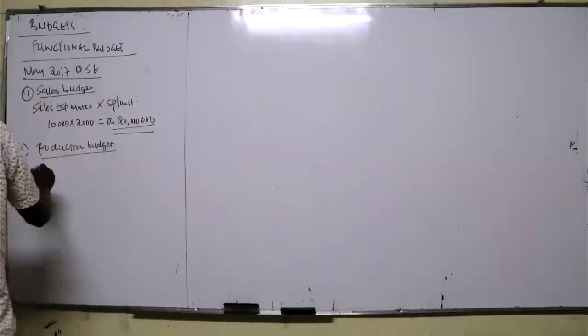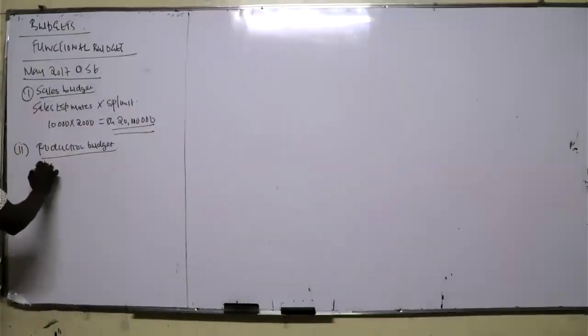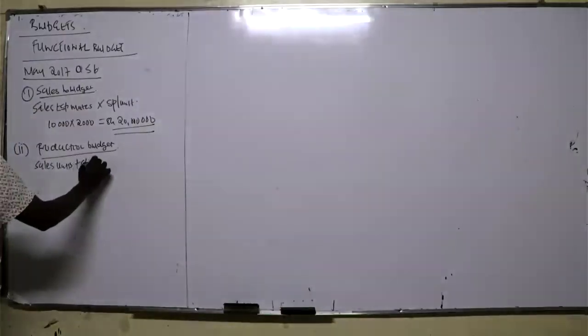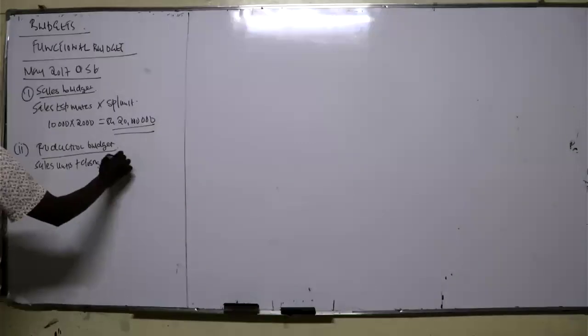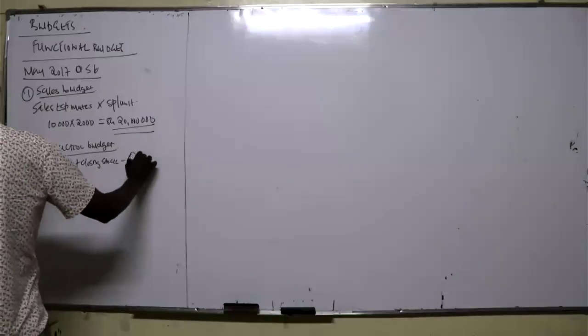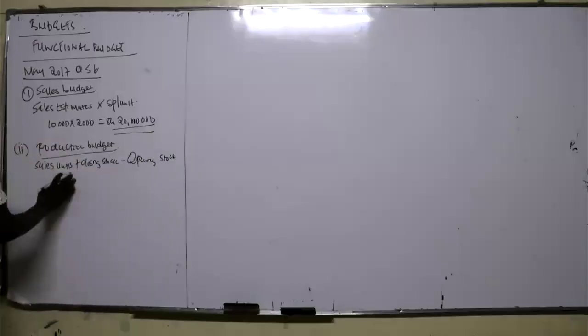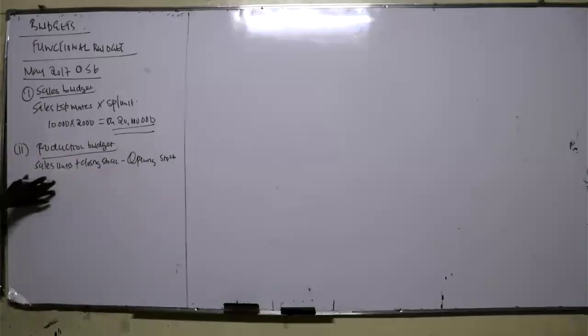So you add, it is sales units, isn't it? The units that you intend to sell plus closing, you less opening stock. So these are units, sales units, the finished goods. Sales units finished, then the closing stock, isn't it?